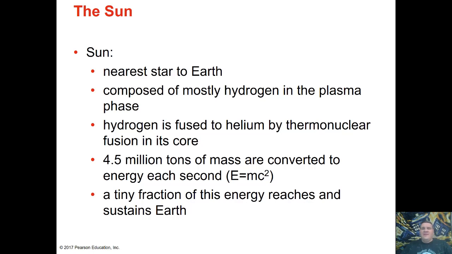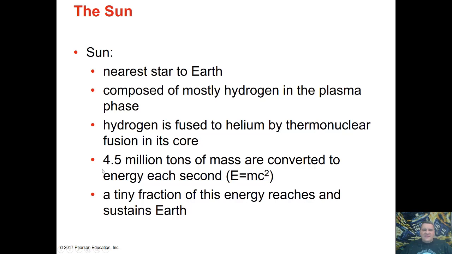Now, the hydrogen in the core of the Sun is actually fused into helium. During that process, a little bit of matter is turned into energy, which is how the Sun produces its energy. The Sun creates energy through thermonuclear fusion, fusing hydrogen into helium. Now, if you remember, we talked about E equals mc squared, energy equals mass. This shows that we can actually convert from one to the other. So as the Sun is converting mass into energy, that energy is then being radiated away.